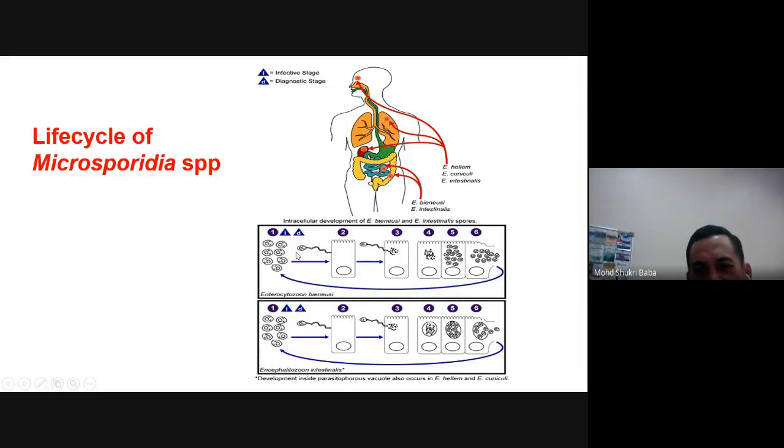Okey, berbeza dengan yang ini, okey, E binuensis ni dia masuk dalam satu plasma saja, dia berkembang dalam satu plasma. Tapi yang ni dia berkembang dalam vacuole. Alright, so saya tekankan dua ni saja. Macam saya kata tadi, because dua ni saja menyebabkan disease pada manusia. Alright.